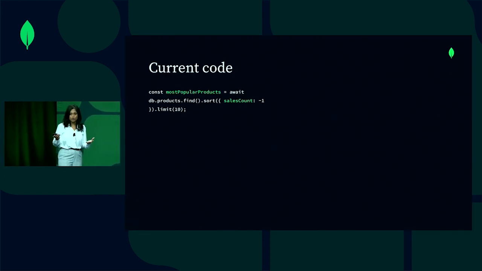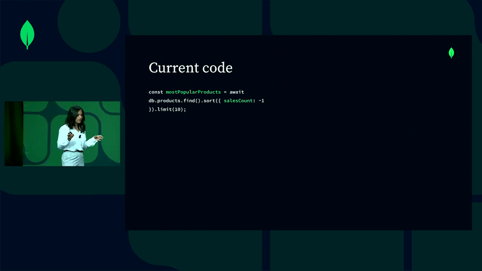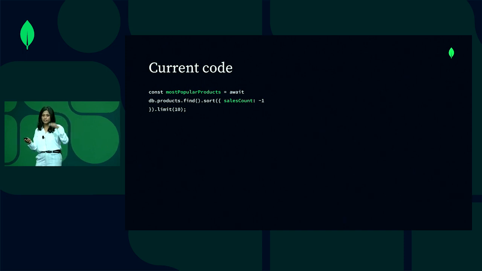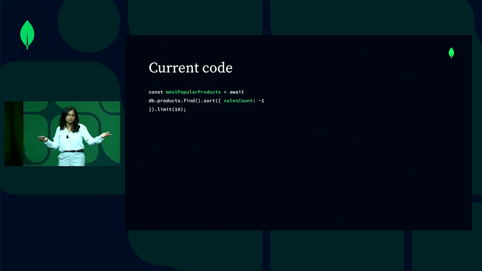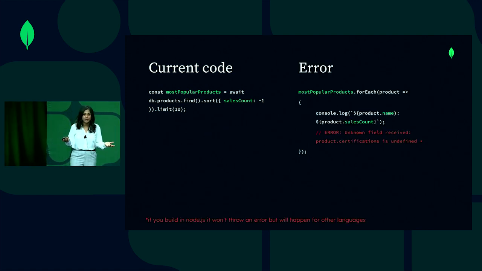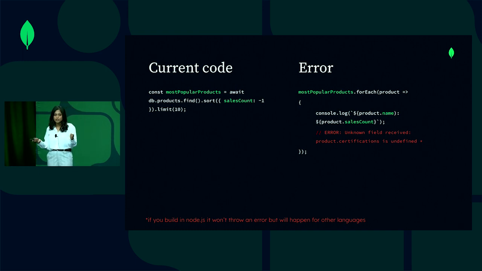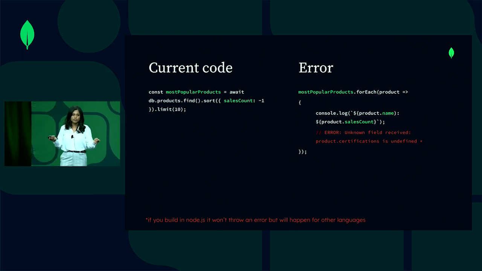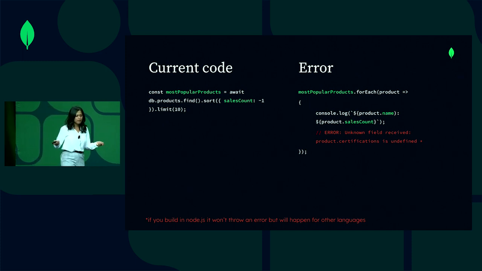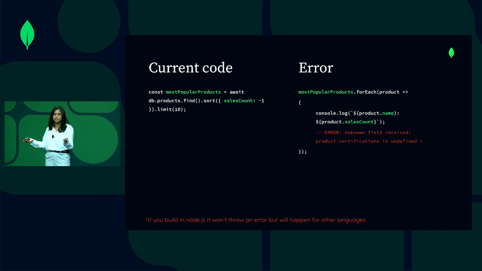Let's say our current code calls for this function called most popular products, in which it looks at your sales count in a descending order, so it knows what's the most sold. And again, as I said, there might be an error out there which will say, hey, if I'm looking at this new schema and I wasn't really aware of the certifications field you just added without telling me, your code's going to be angry at you. There might be an exception here and there, maybe not with JavaScript, but you get the point.